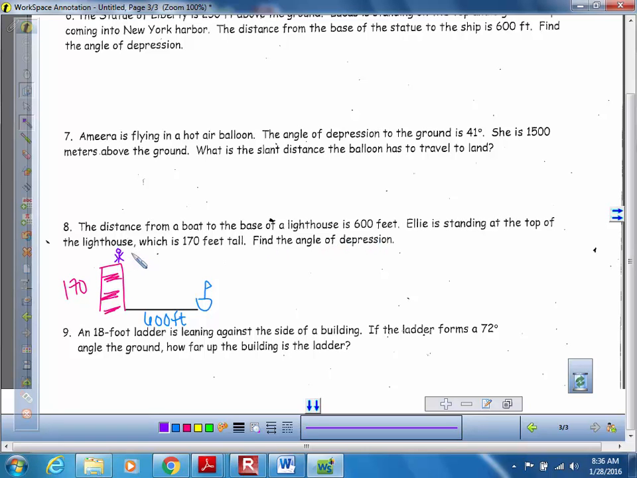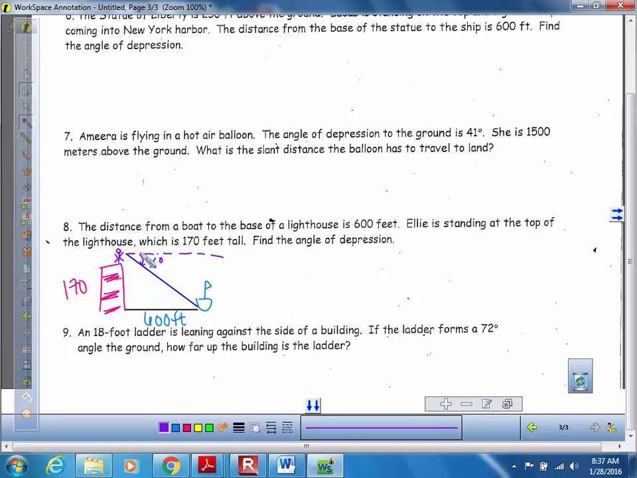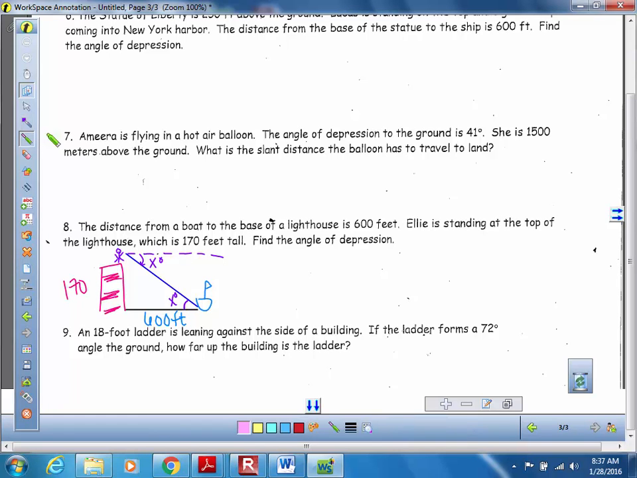So right now, Ellie's line of sight is straight out, but we want to find the angle of depression from Ellie down to the boat. So from her line of sight down, we want to know this angle measure. Since this is outside the triangle, I know that Ellie's line of sight and the water or the ground below are parallel. So this counts as my transversal, which means I can reflect that angle measure inside. So looking from this point of view, I know that 170 is my opposite, 600 is my adjacent.